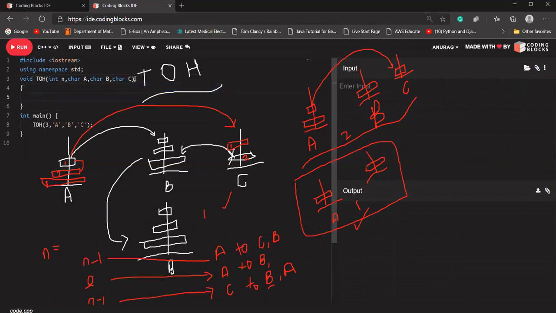What I'm saying is, if n is equal to 1, let's think, if the user asks us that I want to transfer only one disk from A to B using C, then what is the need of C? You directly say moving, let's say, if we are telling the user, move disk, it will be disk n.